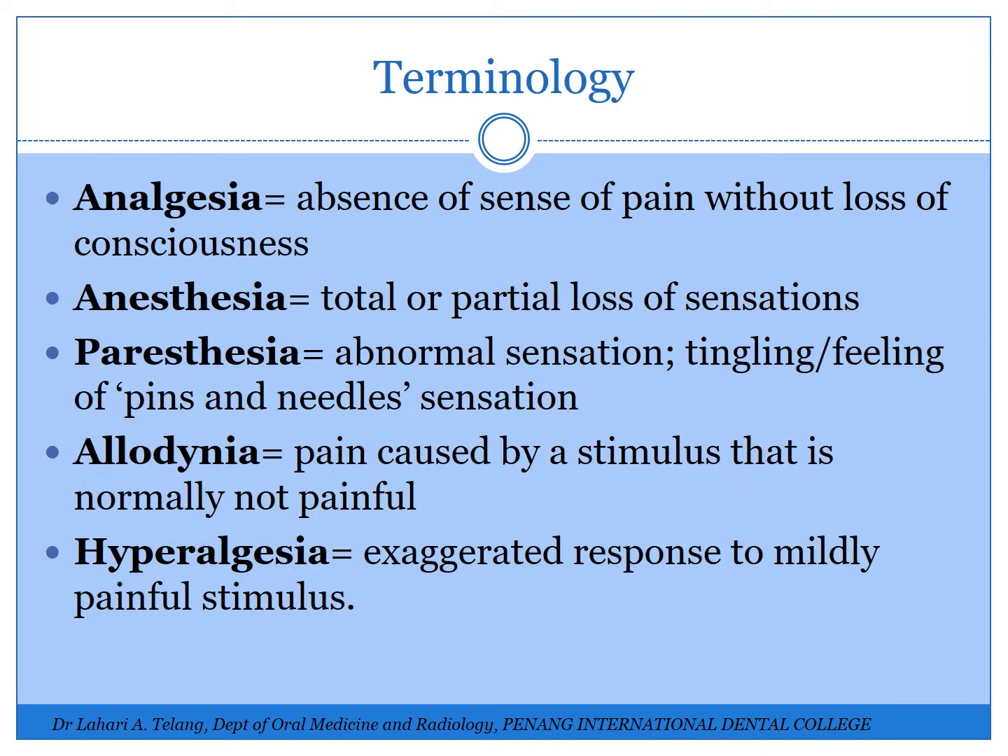Some important terminology when we are discussing pain. Analgesia is the absence of sense of pain without loss of consciousness. Anesthesia, on the other hand, is total or partial loss of all sensations, not only pain sensation. Paresthesia is abnormal sensation, the tingling sensation or feeling of pins and needles. Allodynia is pain caused by a stimulus that is normally not painful, and hyperalgesia is an exaggerated response to a mildly painful stimulus. So I hope this terminology is clear: analgesia, anesthesia, paresthesia, allodynia, and hyperalgesia.